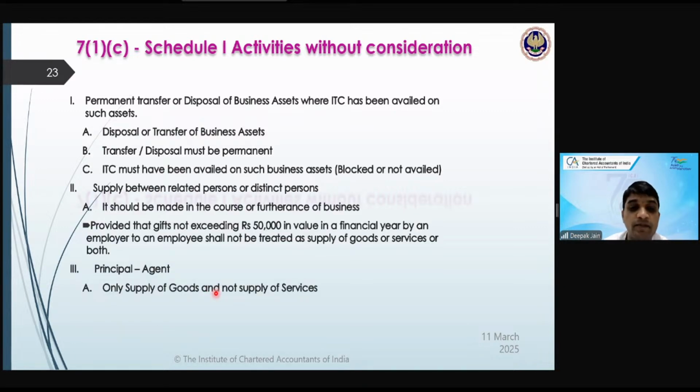Any transaction between principal and agent. By doing that, does he have to pay more tax? Not necessarily, because whatever tax he's paying for one branch or 10 branches, the tax will be the same. But the advantage is that whatever input tax credit is available for that person can be claimed only in that branch, and it cannot be claimed in other branches. That is the advantage.